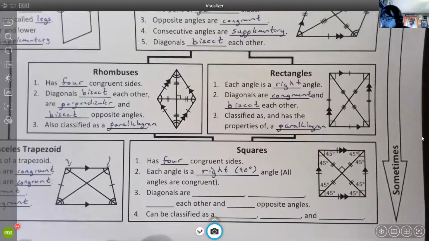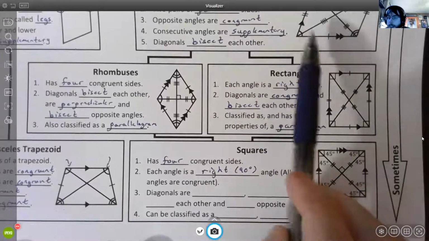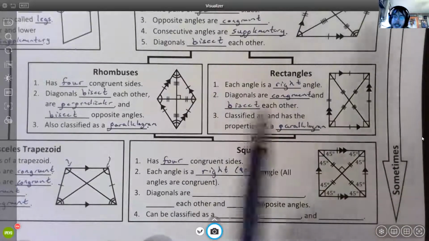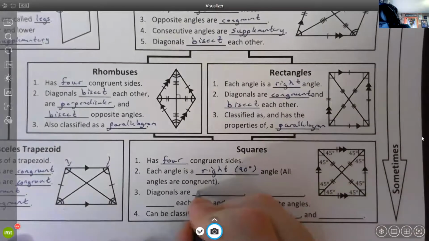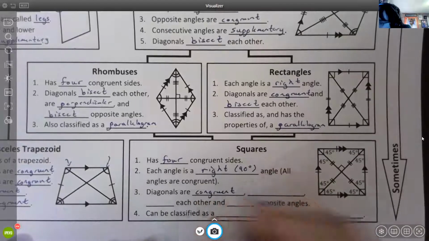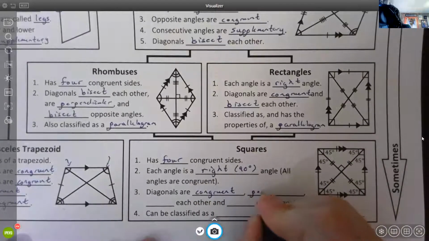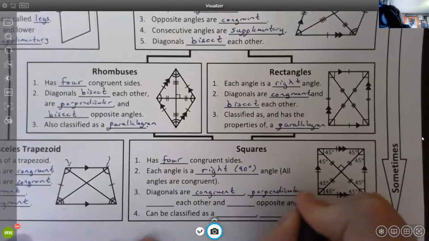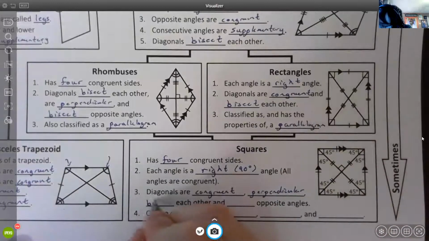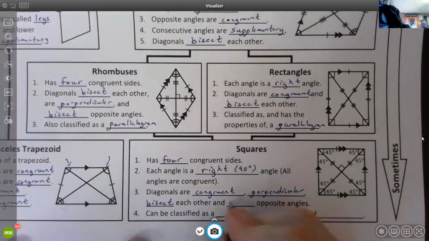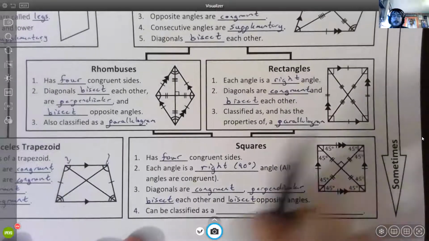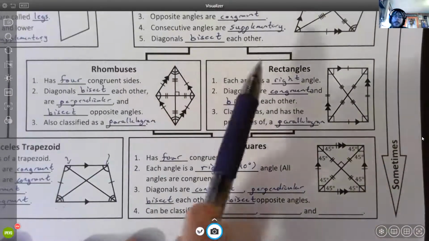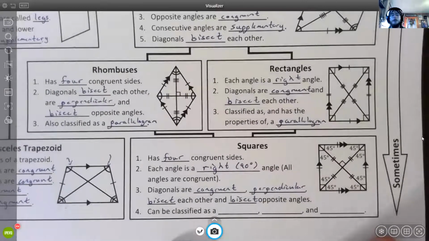And a square, since it's basically a combination of all these types of shapes, it has every property that the diagonal can possibly have. So the diagonals are congruent. They are perpendicular. They bisect each other. And they bisect the opposite angles. So a square is the combination of a rhombus, a rectangle, and a parallelogram. It has every property that you could want out of a parallelogram.